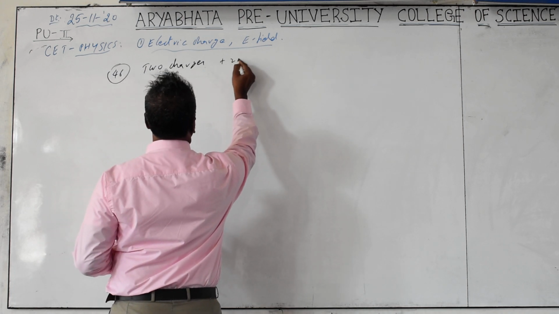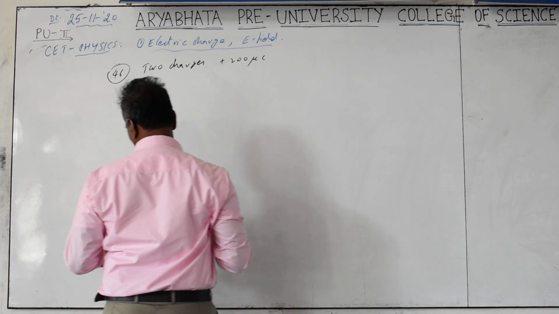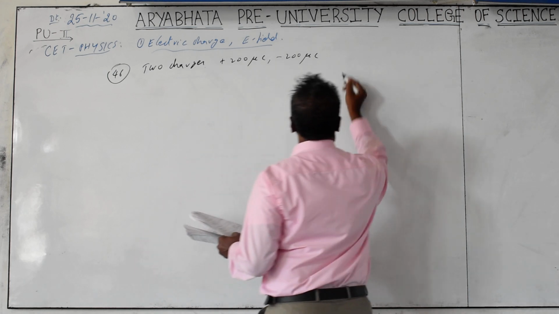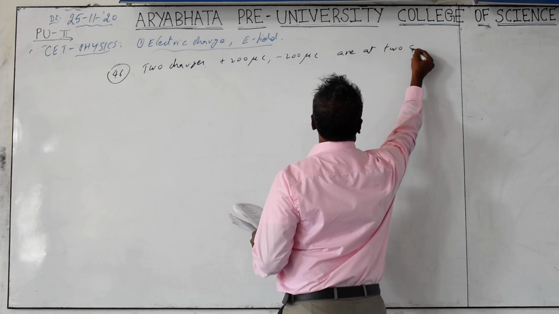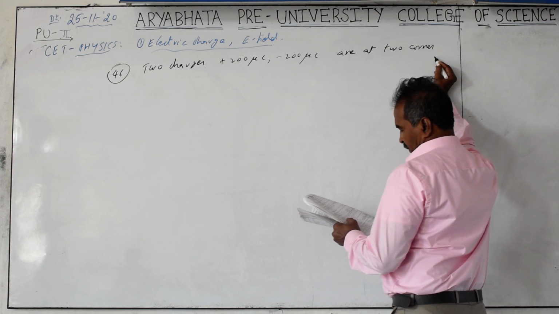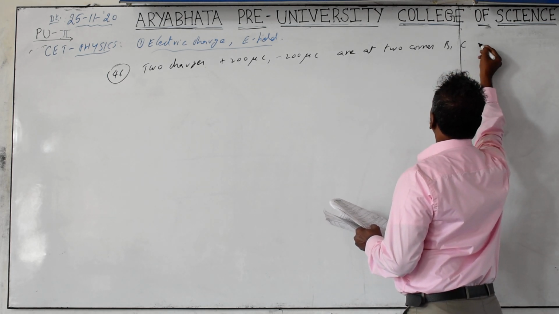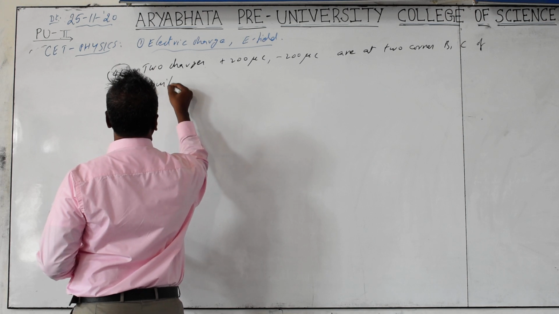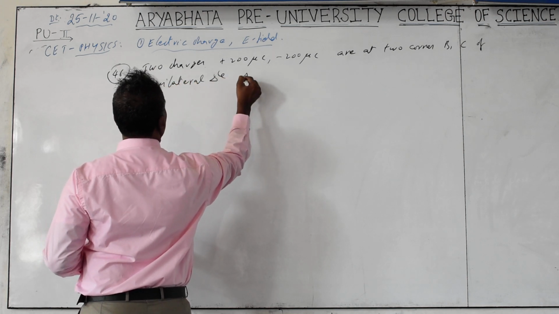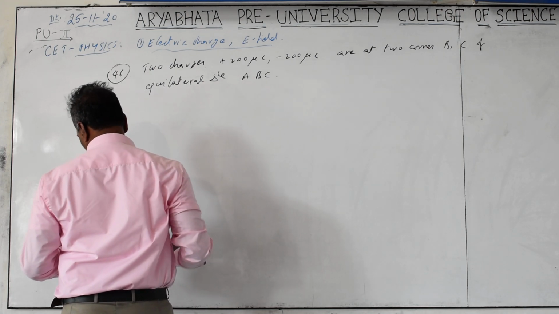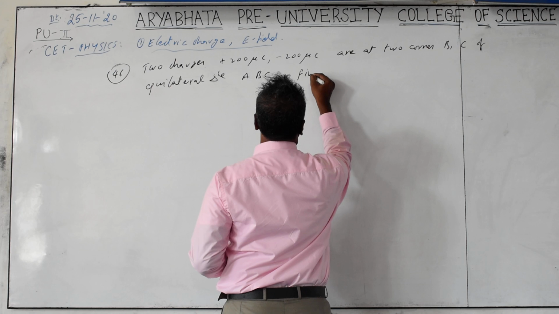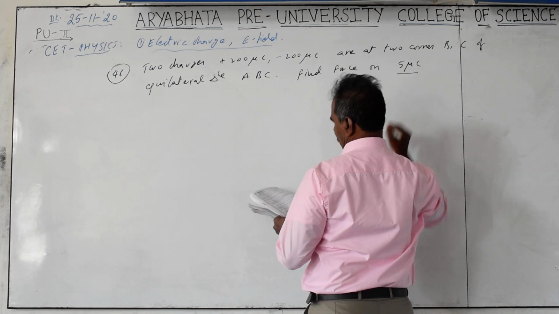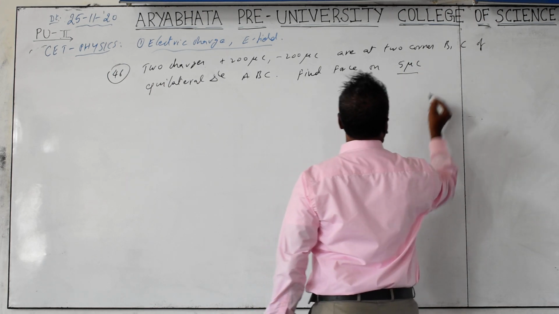Plus 200 microcoulombs and minus 200 microcoulombs are at the two corners B and C of an equilateral triangle A, B, C. Find the force on the 5 microcoulomb placed at A.